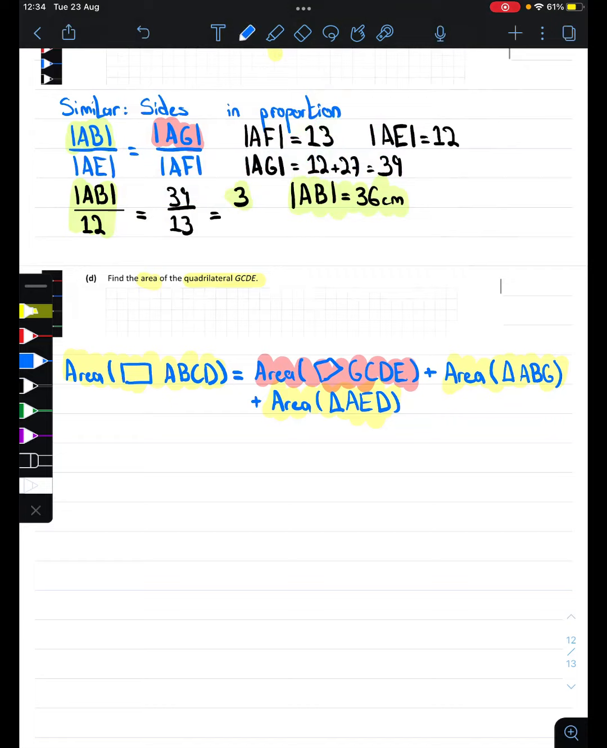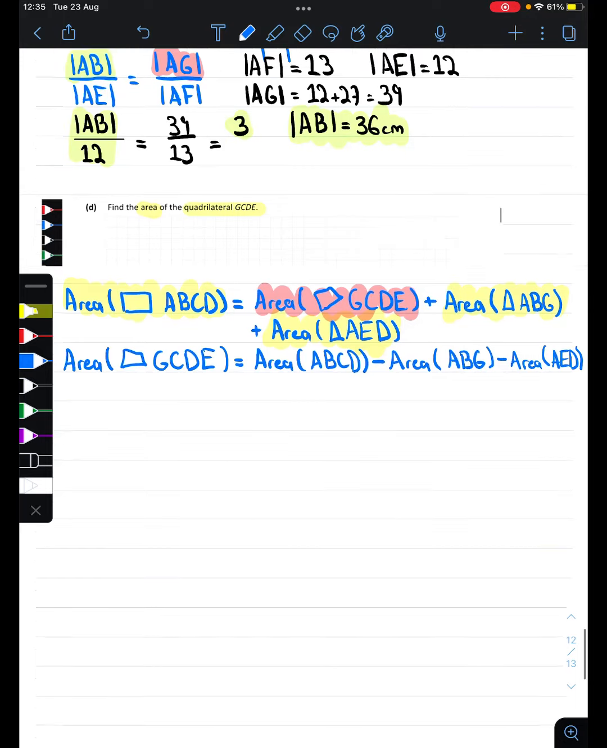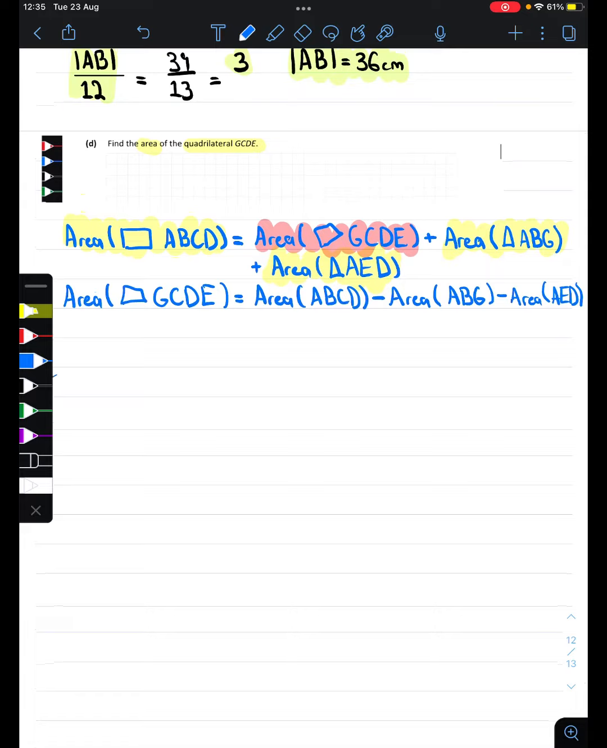So if we rearrange this formula, then we get the area of this quadrilateral, GCDE, is equal to the area of ABCD minus the area of ABG minus the area of AED. Okay, and now this gives us a manageable way of answering the question.